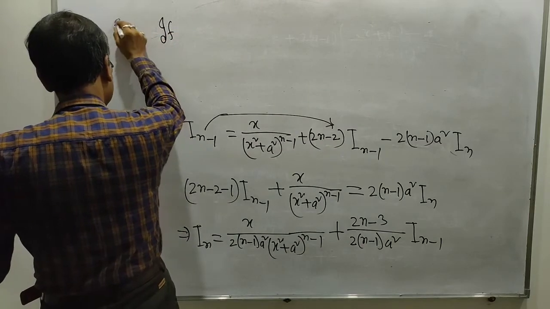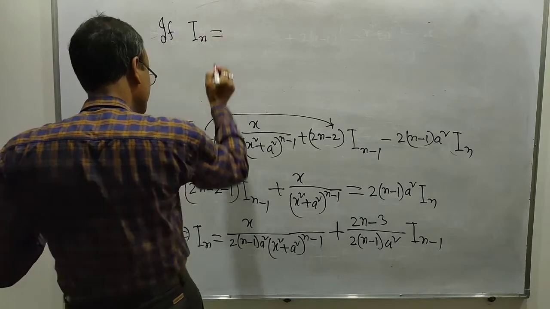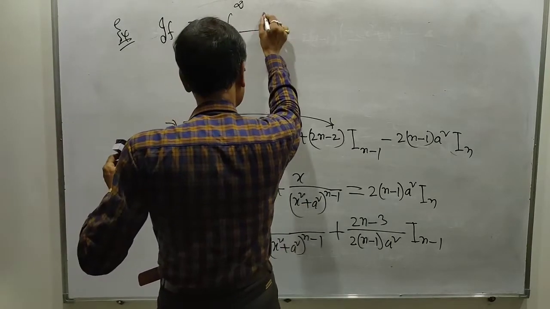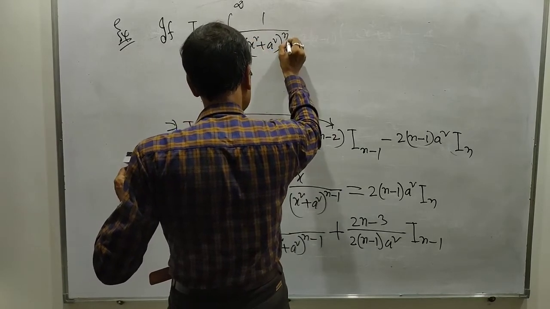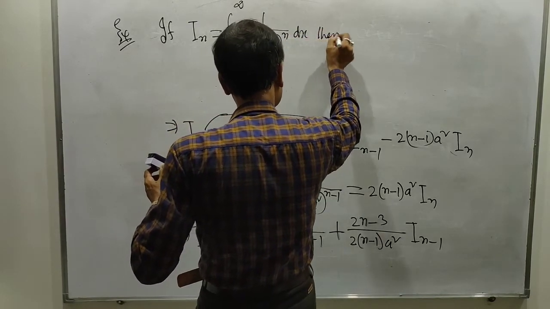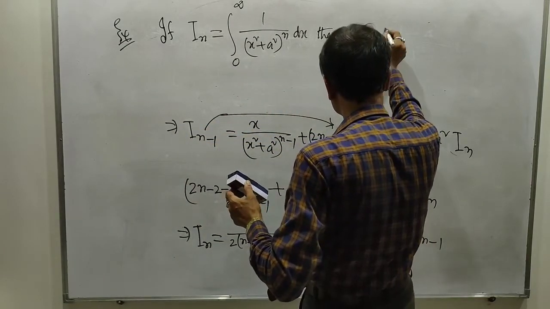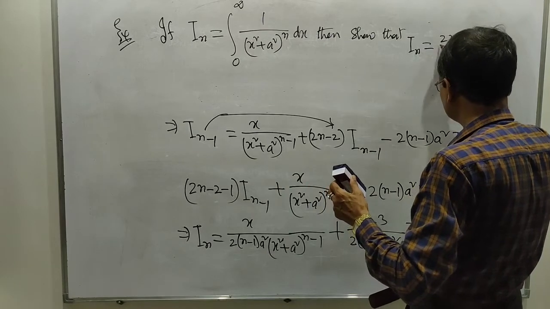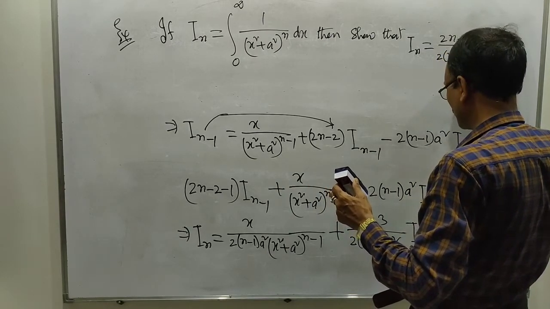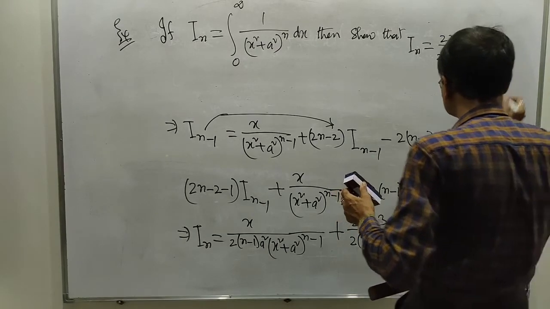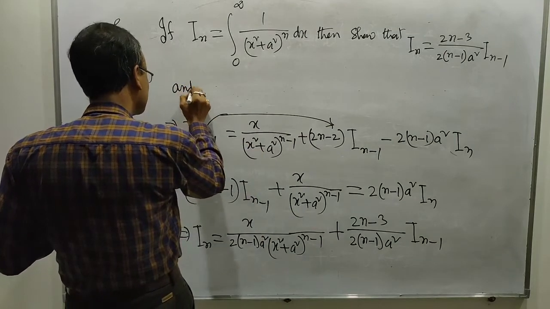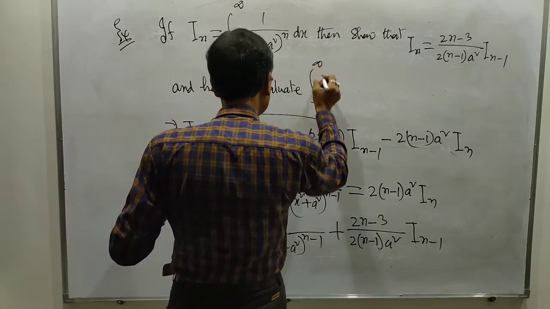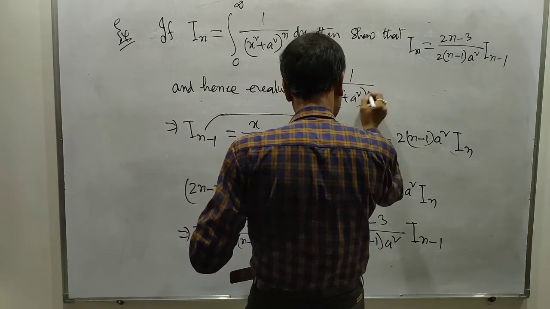Next question: if I_n equals the integration from 0 to infinity of 1 by (x² + a²)^n dx, then show that I_n equals (2n-3) divided by 2(n-1)a² I_(n-1), and hence evaluate the integration from 0 to infinity of 1 by (x² + a²)^4. Hence evaluate this.